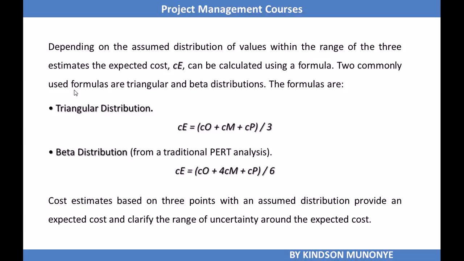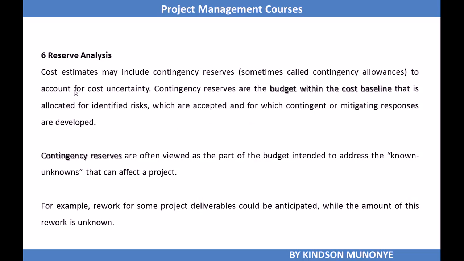So there are 2 formulas that are normally used. One is triangular distribution. It gives us that the estimate is equal to the sum of the optimistic, the pessimistic and most likely estimate divided by 3. And beta distribution, also known as PERT, takes a formula of the optimistic estimate plus 4 times the most likely estimate plus the pessimistic estimate divided by 6. So this is about 3-point estimating.